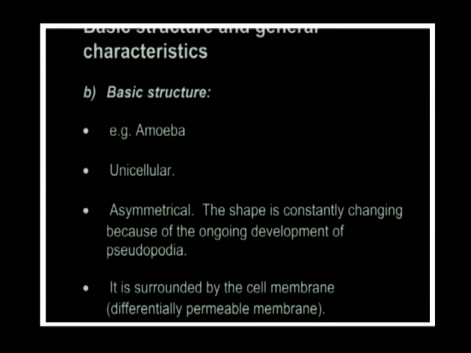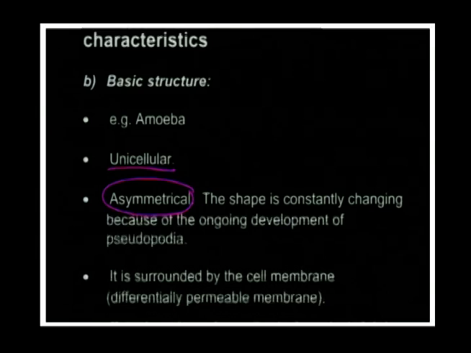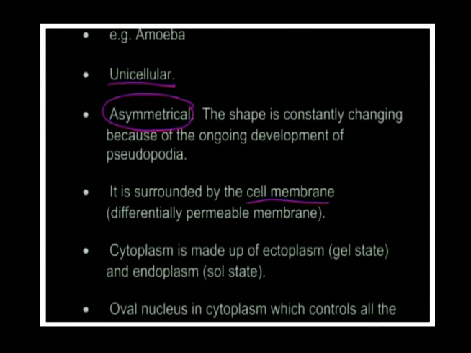Looking specifically at our amoeba, remember that it is unicellular. A word that we use to describe it is asymmetrical. Now, asymmetrical is that it is never really in the same shape. Because it's constantly making those false feet, it changes its shape all the time. As a result, we describe it as asymmetrical. It is always surrounded by a cell membrane, and remember, differentially or semi-permeable membrane, because this is what is going to allow the water to flow in, that it has to use that special vacuole to get rid of.